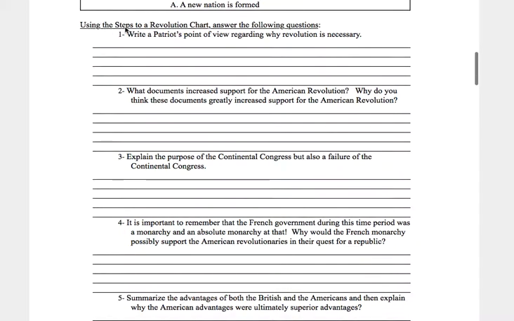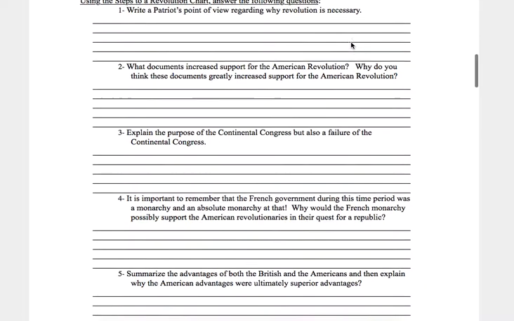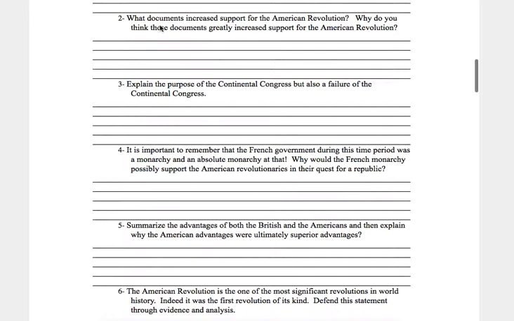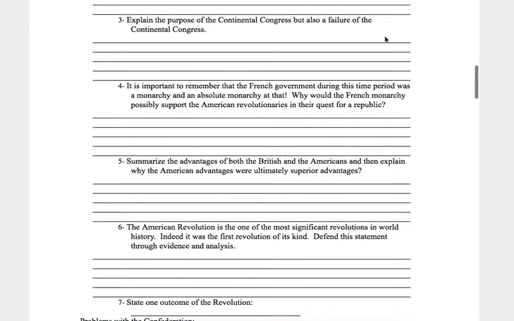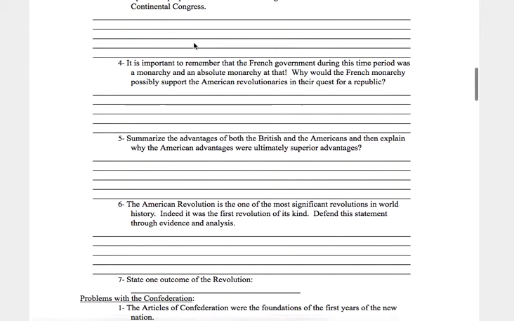So, using the steps to a revolution chart, answer the following questions. 1. Write a patriot's point of view regarding why revolution is necessary. 2. What documents increase support for the American Revolution? Why do you think these documents greatly increase support for the American Revolution? 3. Explain the purpose of the Continental Congress, but also a failure of the Continental Congress.